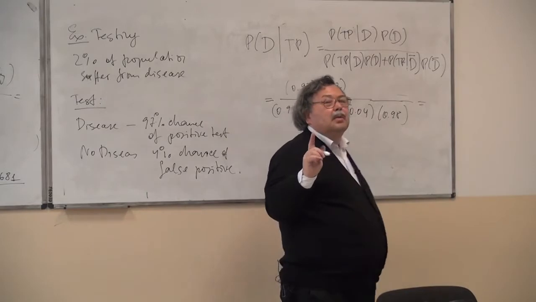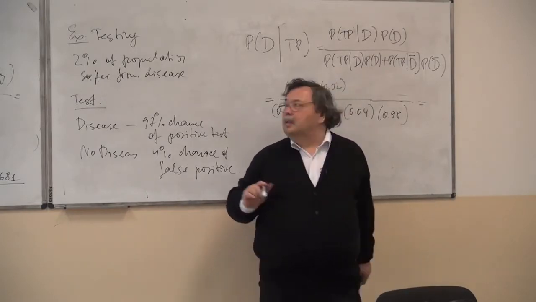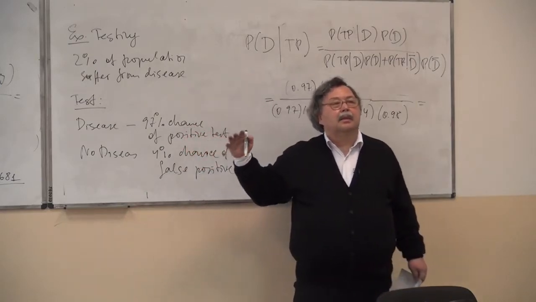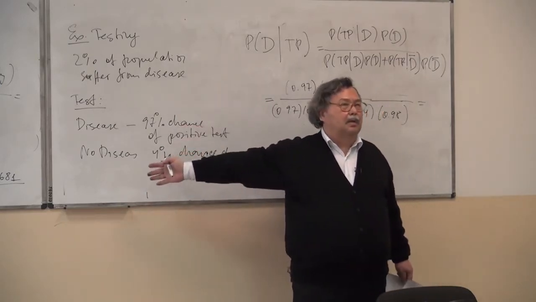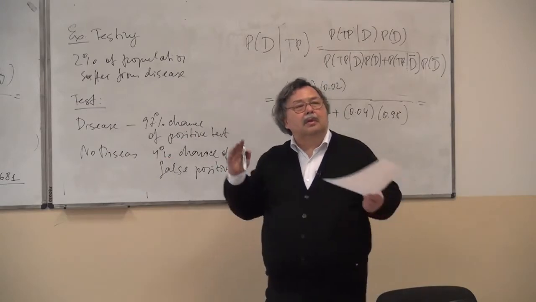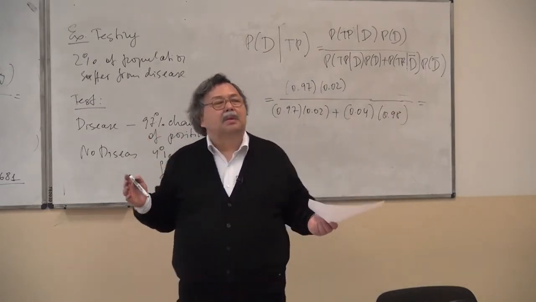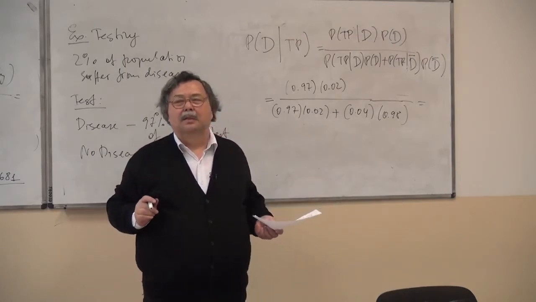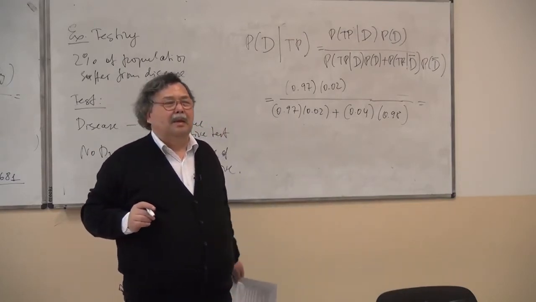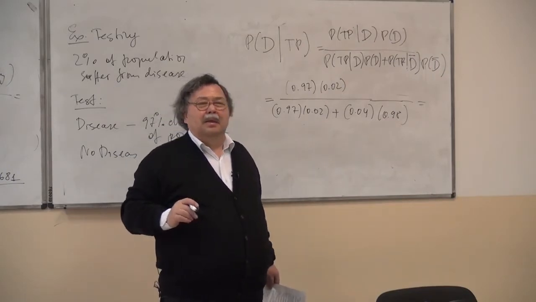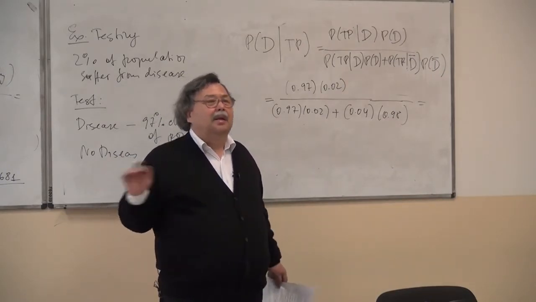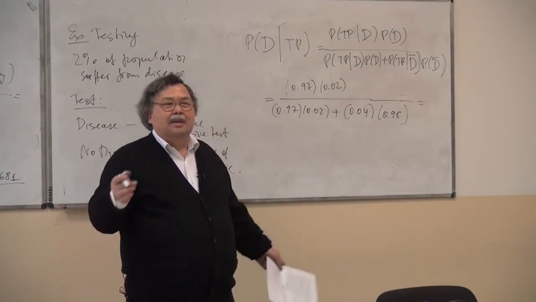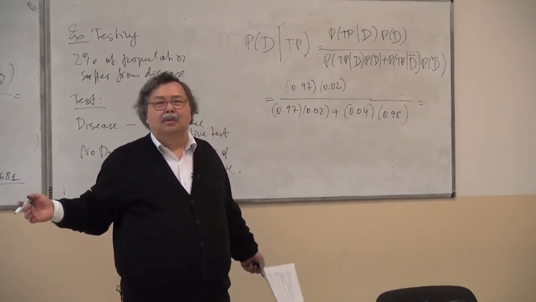Now let me ask you, what is your guess? Considering this degree of reliability of the test, reliability is expressed in these values here. Suppose an individual gets a positive test. What's the probability that he or she actually has the disease? What is your guess? Well, I must admit that I'm helpless. I don't have any idea whether it's 0.9 or whether it's 0.6, I don't know.